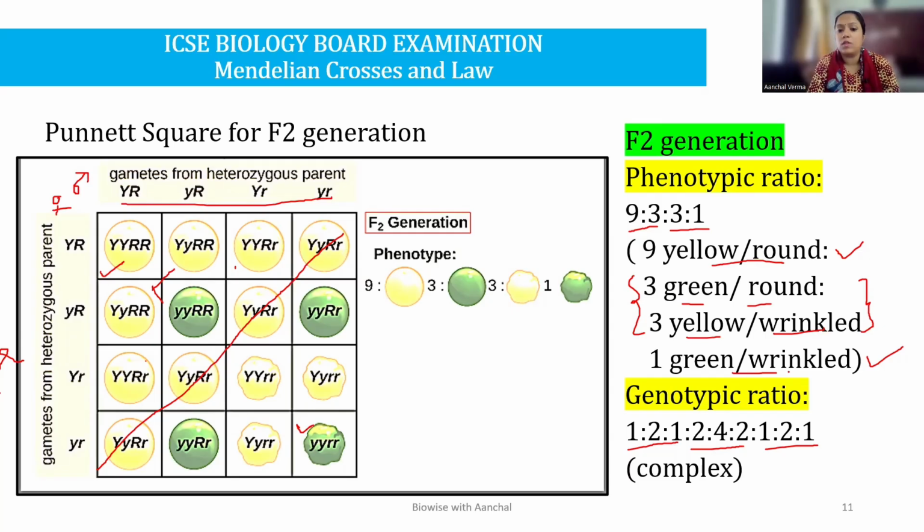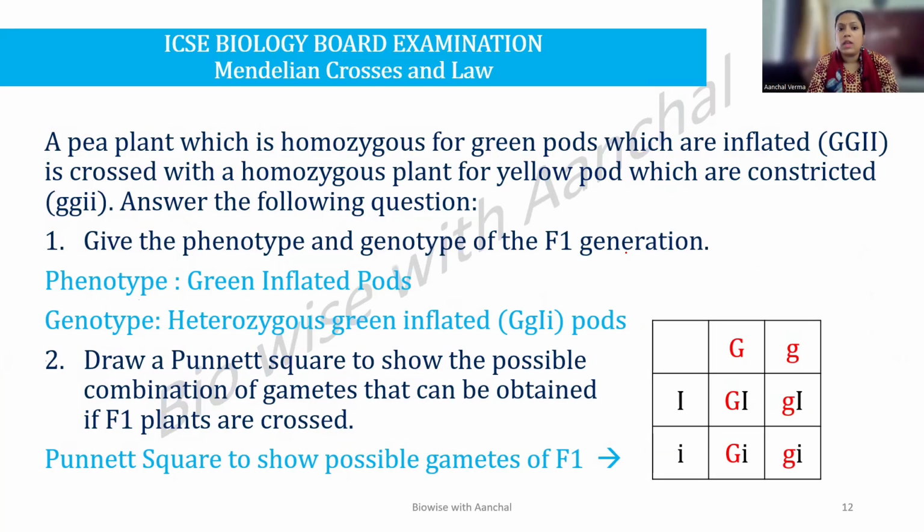This is the F2 generation and the F1 generation, monohybrid and dihybrid cross. Let us see an example of what kind of question is asked. A question: a pea plant which is homozygous for green pods, which are inflated. Now, green pod and inflated pod, this is the pod character. It is crossed with a homozygous plant for yellow pod and which are constricted.